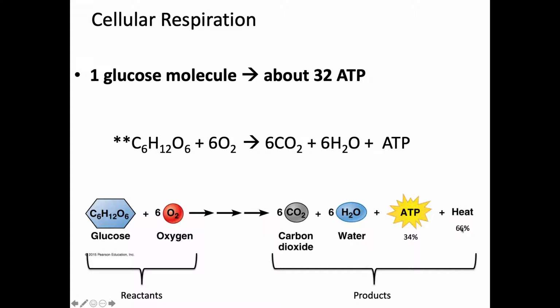You may think, oh, we're wasting 66% of potential energy and we're only extracting 34%. Actually, with this 34%, we produce a lot of ATP, about 32 molecules of ATP per 1 molecule of glucose. So that's actually a lot of ATP.